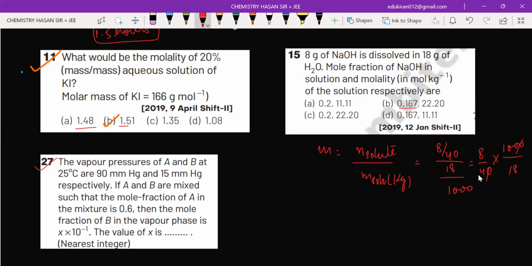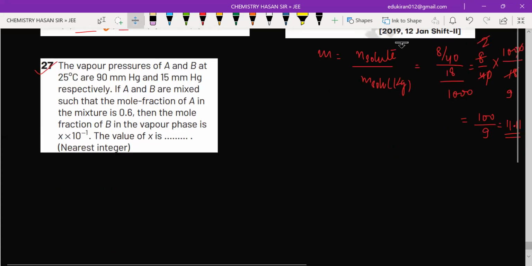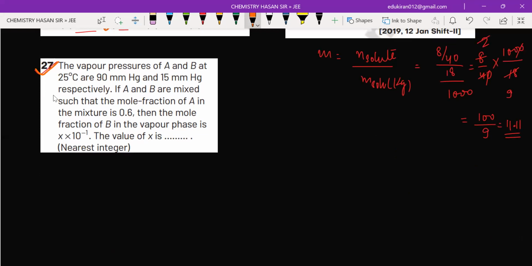This 0 and 0 will be cancelled. This will be cancelled by 2 times and this will be cancelled by 9 times. Now you can see 100 by 9. So it will be 11.11. So the correct answer is D, not B. Is that clear, Faiza? Very good. Now moving to the next question, that is your 27. Take your time, but do it correctly.